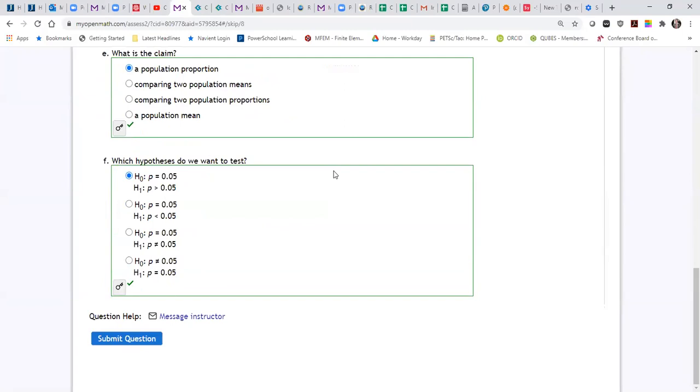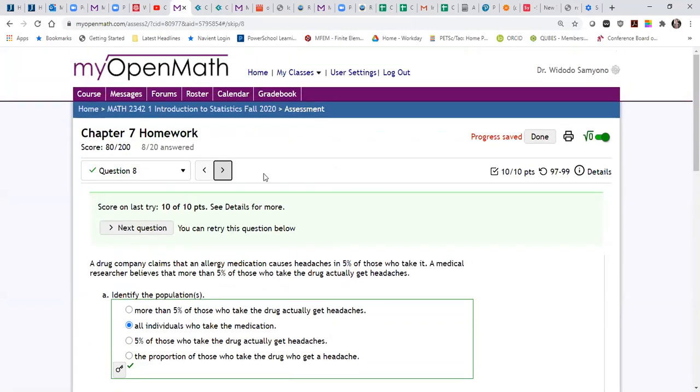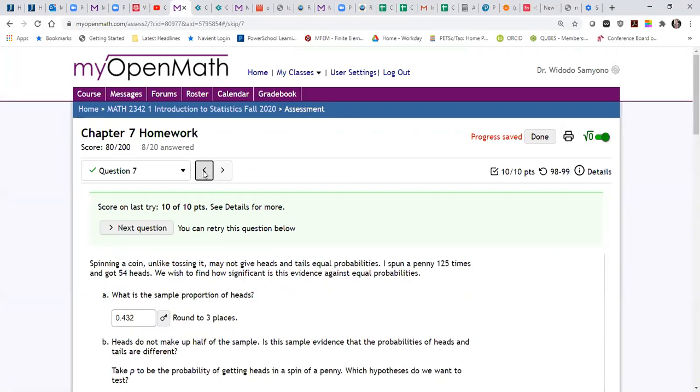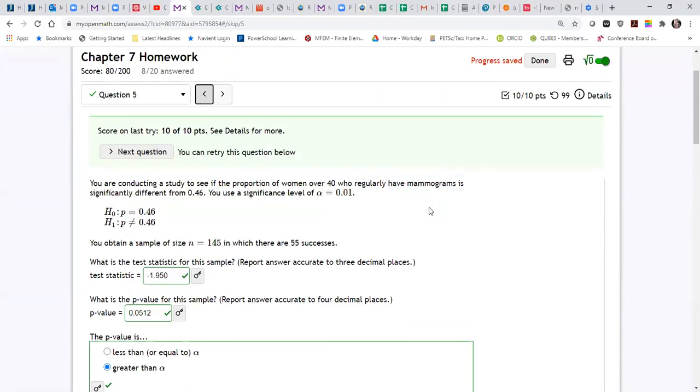Excuse me, before you continue, can you do number 5? A lot of my problems, I couldn't get the p-value on a lot of my problems. Okay. That's the same problem I had. Okay, no problem. So let's go back to number 5.